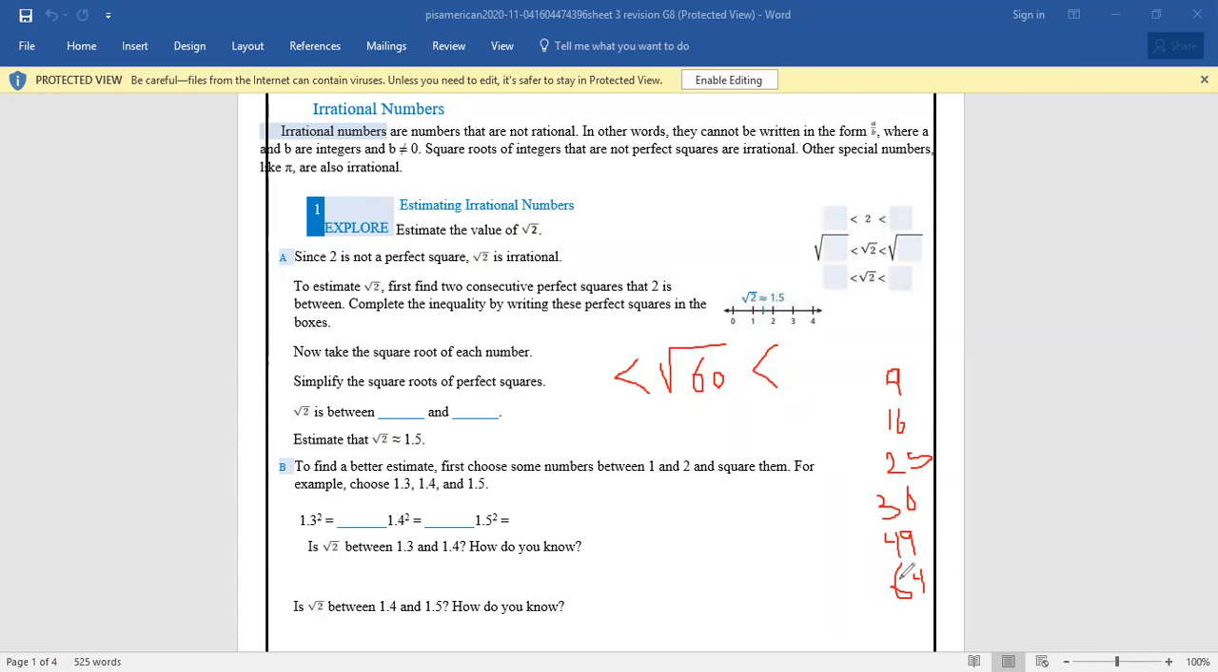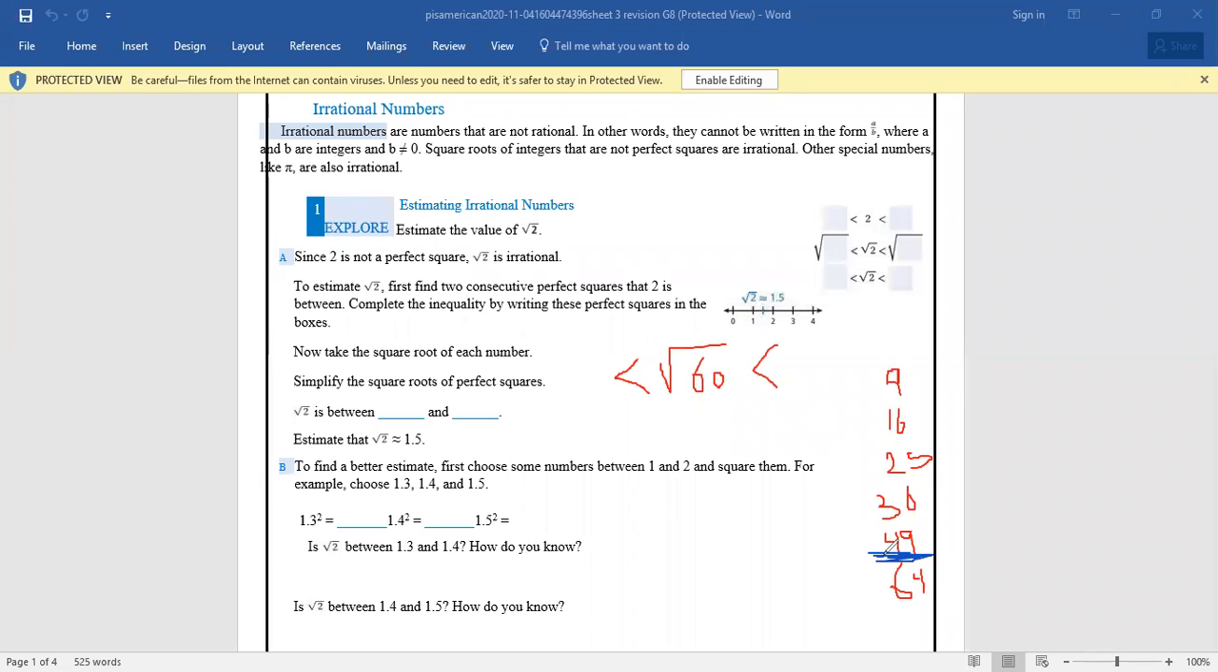What did you say? Can I answer? Yes, please. It should be less than 64 and more than 49. So if I want to plot it here, where do I have to plot it? In this area, right?